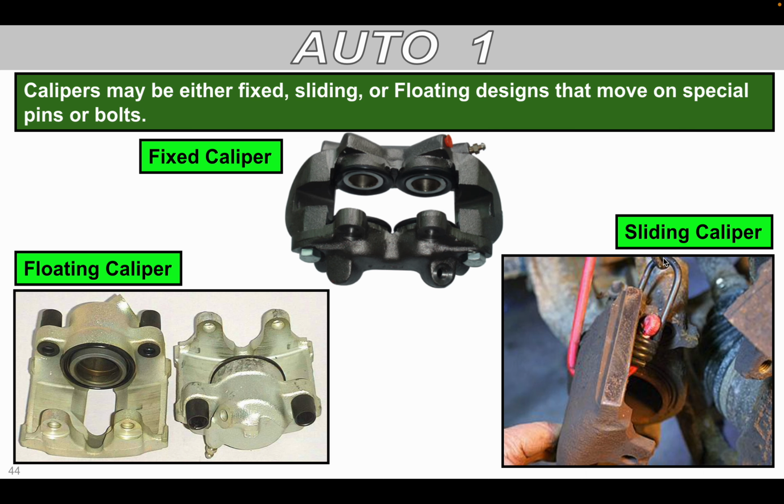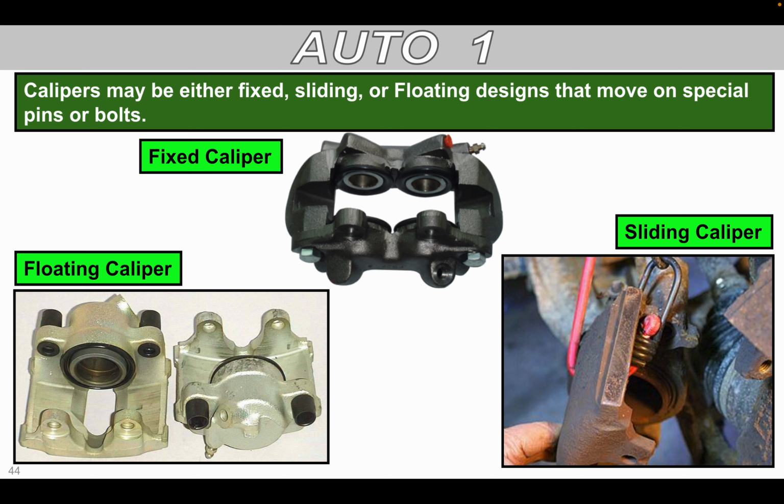Alright, calipers may be either fixed, sliding, or floating designs. Disc brake calipers come in these 3 different flavors. Flavors? Right? You go up to like McDonald's, you're like, hey, I want a milkshake. Cool, what flavor you want? Vanilla, chocolate, or strawberry? That's typically your 3 flavors you get to choose from. In this case, floating, fixed, and sliding are the flavors that calipers traditionally come in.